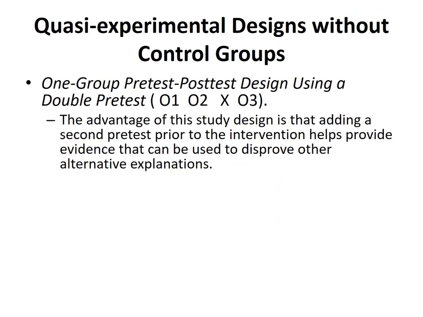The third design is the one group pretest post-test design using double pretest. So in this example, we have double pretest and one post-test. The advantage of this design is that adding a second pretest prior to the intervention helps provide evidence that can be used to disprove other alternative explanations. You can think of it very similar to case control study. If you remember, we said that if we have more controls or more control groups, this will add power to the results. The same is here. If we have more than one pretest, this will add to the power of the conclusions.